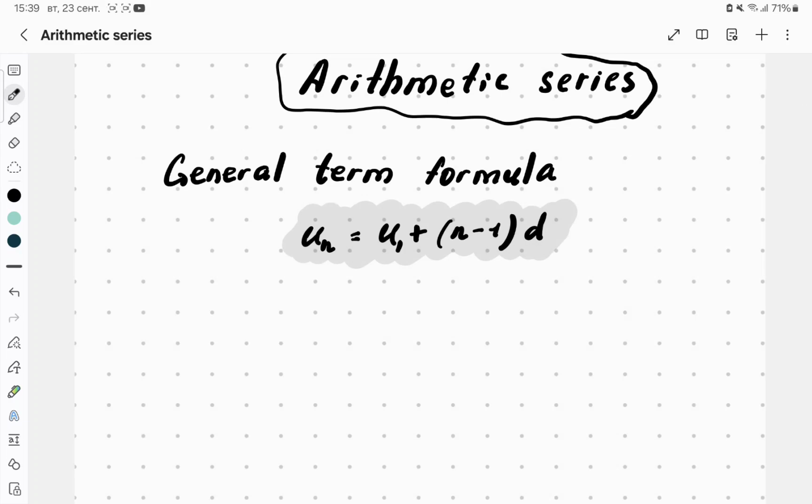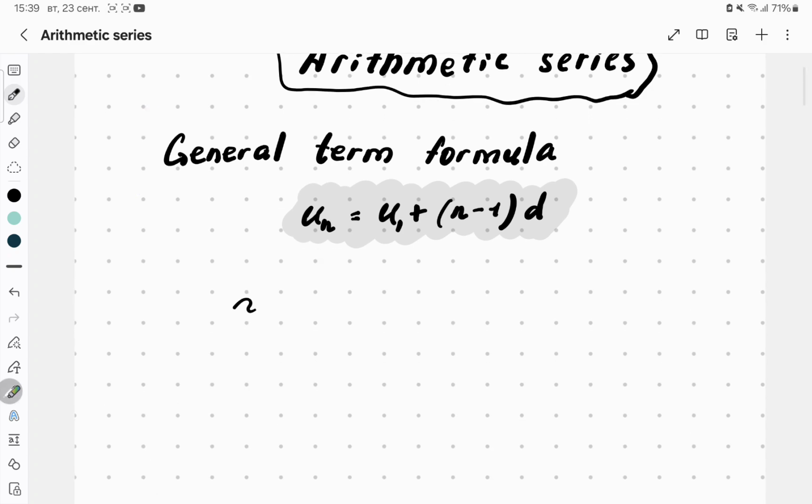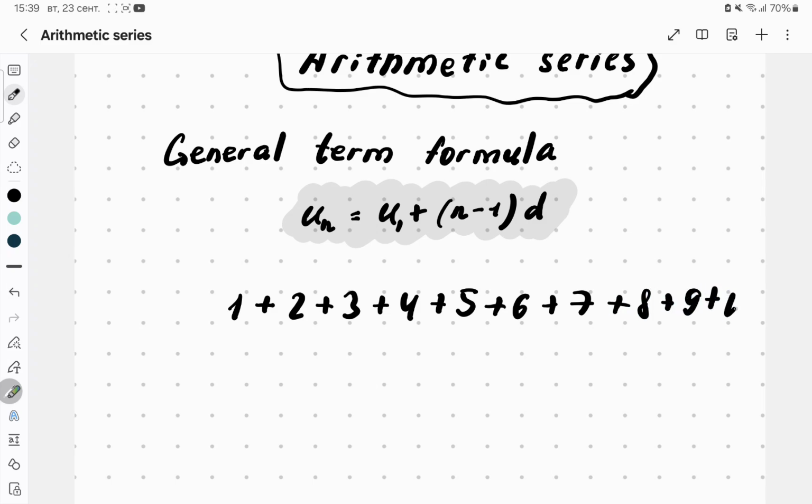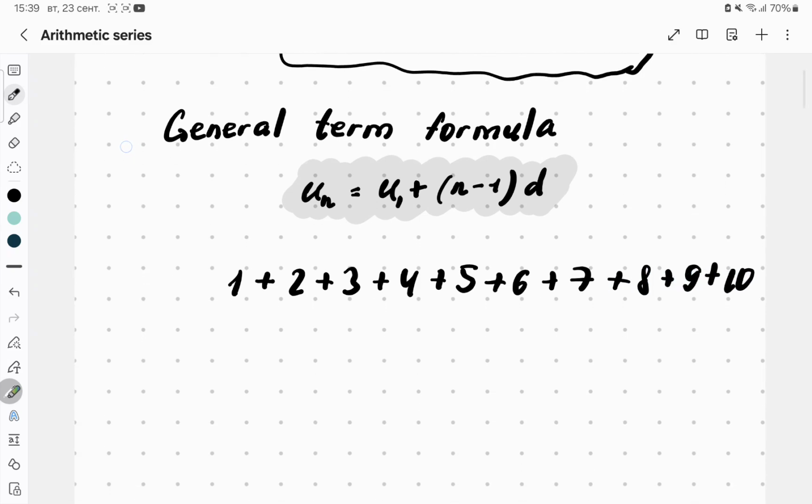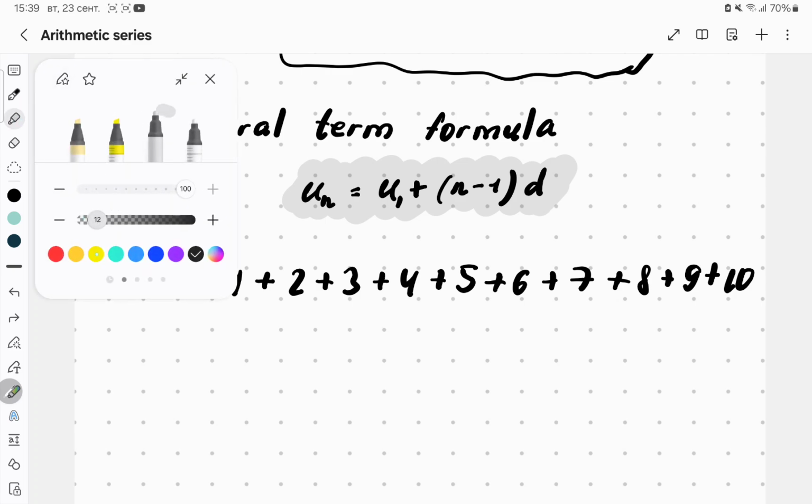So let's start with a very basic example. Let's add up together the numbers from 1 to 10: 1 plus 2 plus 3 plus 4 plus 5 plus 6 plus 7 plus 8 plus 9 plus 10. If we calculate it one by one, from the left to the right, it takes time, yeah? But what is the fastest way? The fastest way is to find the pairs.